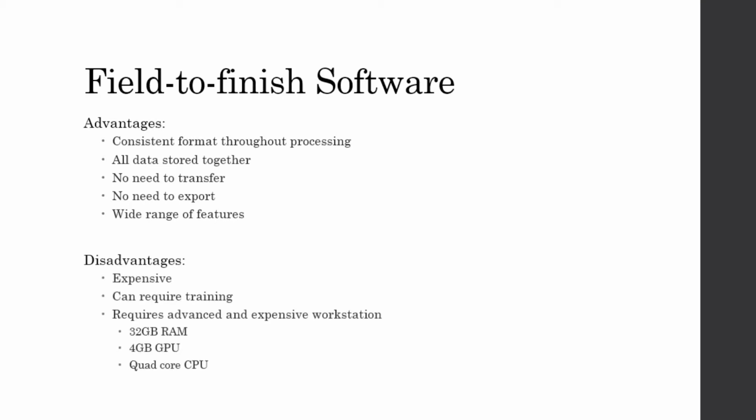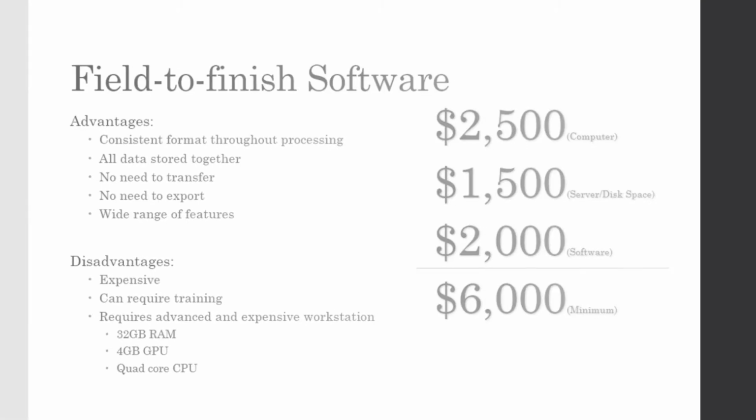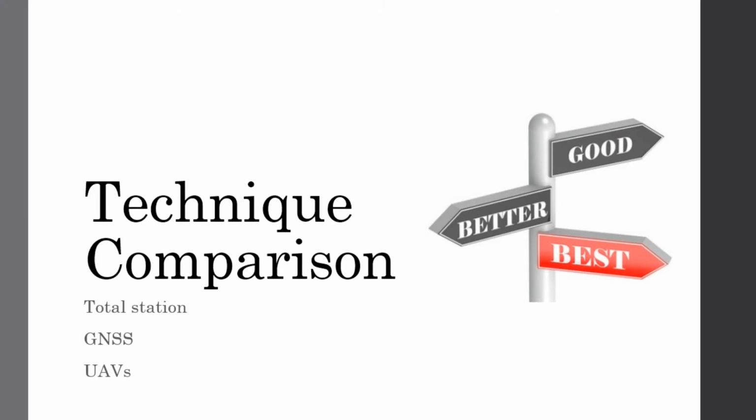One is that it is expensive and requires lots of training. It also requires a large amount of computing power, which can cost a minimum of $6,000. The technique comparison involves comparing total station, GNSS and UAV surveying methods.